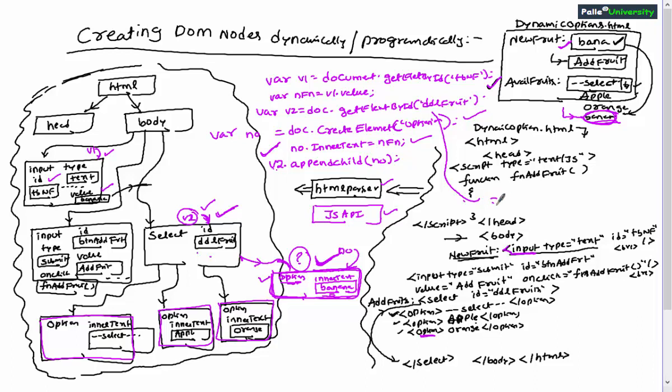The same code you will be writing inside the JavaScript function. So I believe you understood the point. By using this approach, you can create any kind of HTML elements dynamically by using JavaScript and by using the DOM. I believe everyone understood.